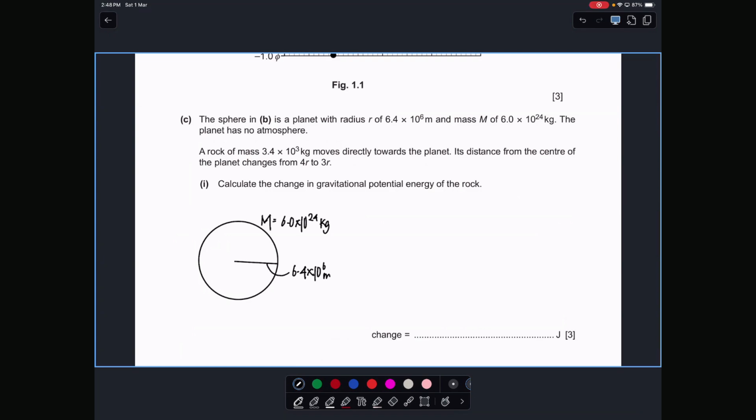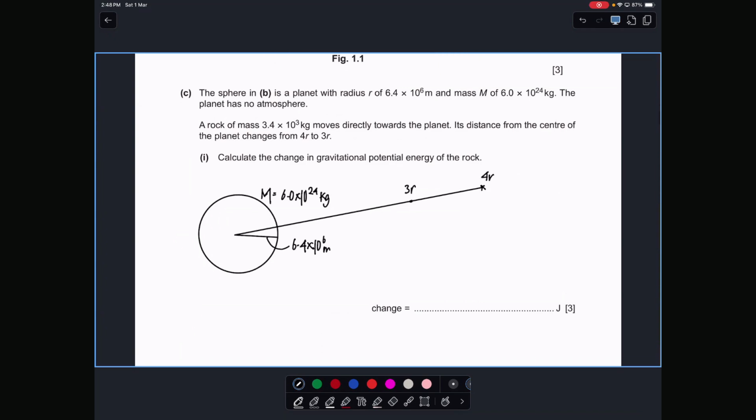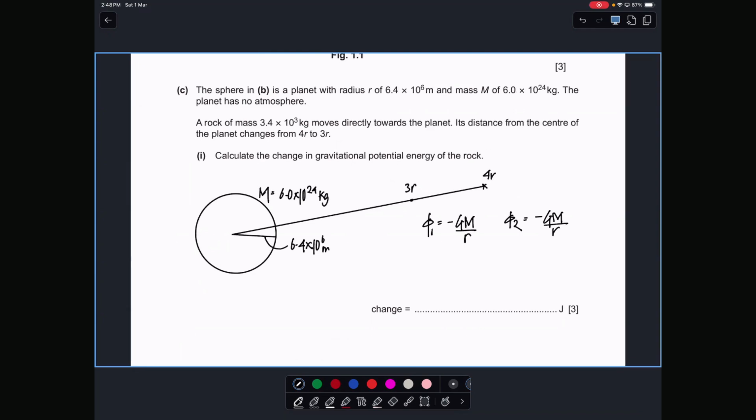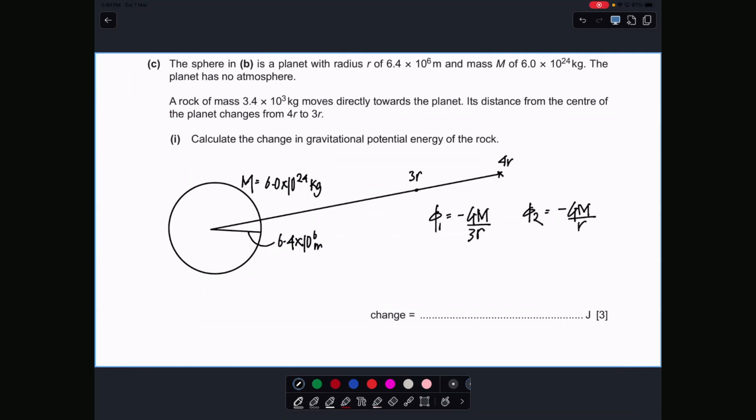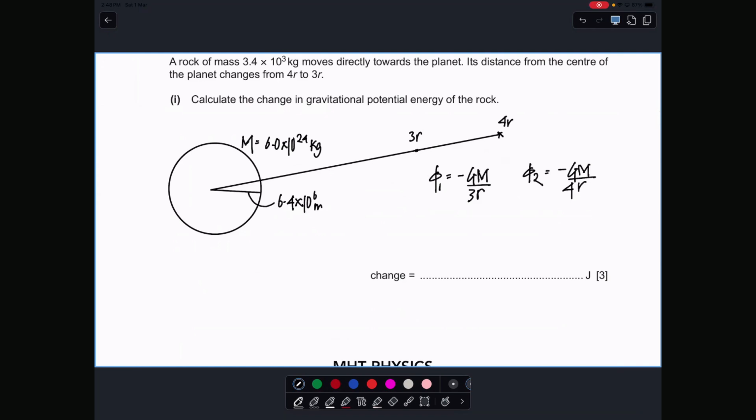A rock of mass m moves directly towards the planet. Its distance from the center changes from 4r to 3r. That's the variation. Calculate the change in gravitational potential of the rock. So phi equals minus GM by r. This is phi 1. Phi 2 is equal to minus GM by r again. Our r will be 3r and 4r. Right, so just find the difference.